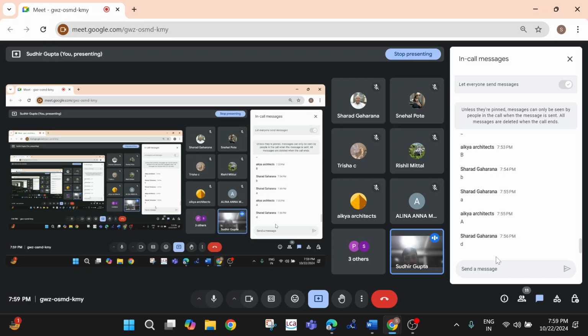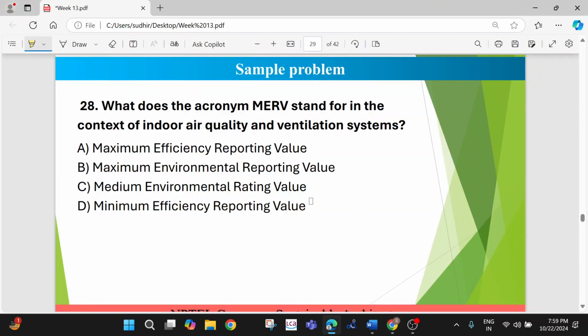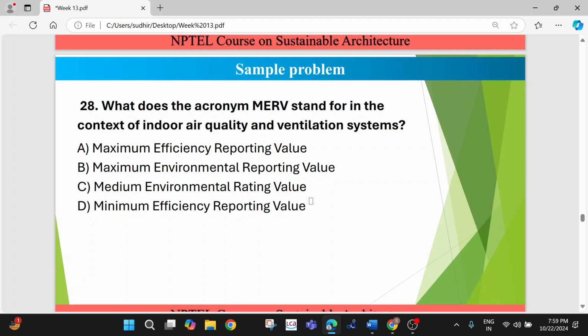So Saraj ji is going in the right direction, option D, and the rest of you, try to read this question again and answer. Give your answers. If you are not able to answer it correctly, then I will be discussing in detail what this MERV stands for.